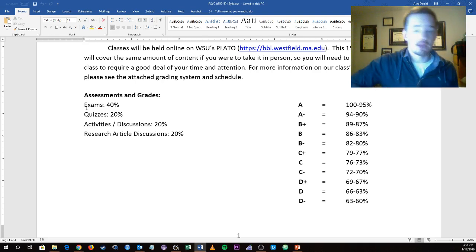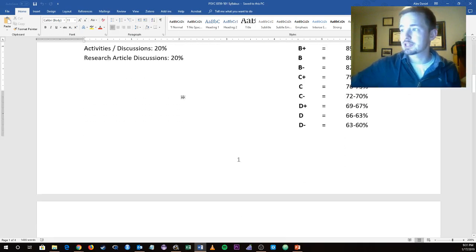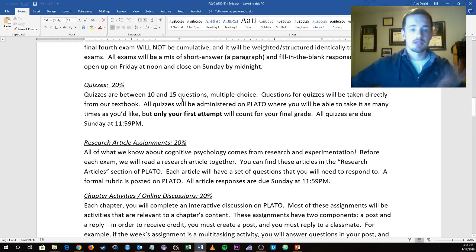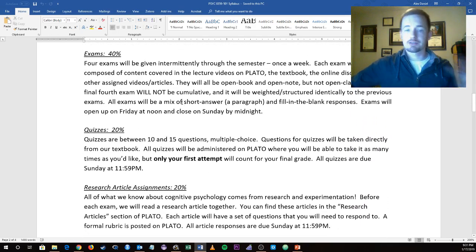Okay, the way that we'll handle the other grades is through quizzes, activities, and research articles. So let's look at that. This second page is going to give you a rundown of all of these different kinds of assignments.